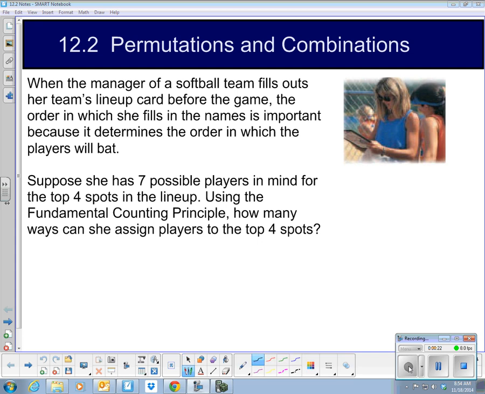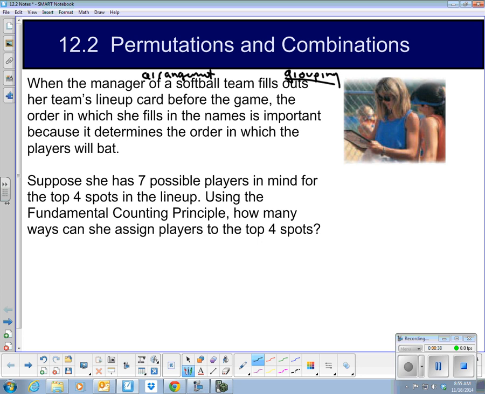But permutations are something of an arrangement, and combinations are a grouping. So that is kind of your big difference. So when you look at something, you're trying to figure out, is it an arrangement or is it a grouping? So let's look at the problem.